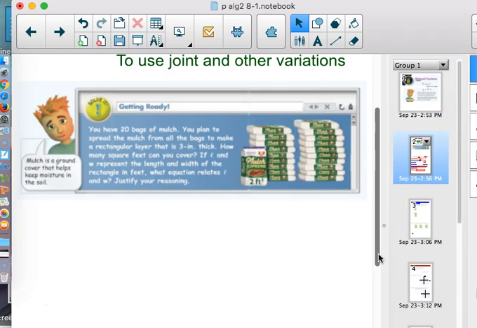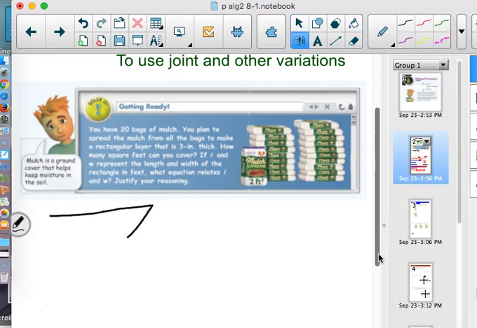There they sit. You plan to spread the mulch from all the bags to make a rectangular layer that's 3 inches thick. Okay. So you've got some kind of rectangular area. Maybe it's right next to the sidewalk. You're going to make it into a big, nice pile of mulch, but you're going to have it be 3 inches in depth.